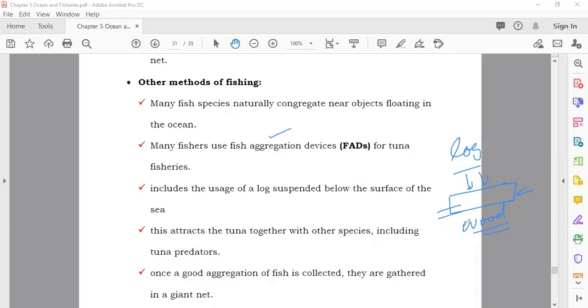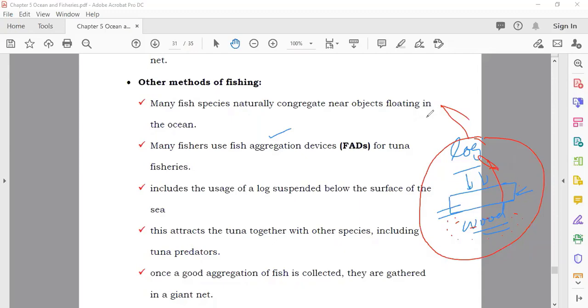After that, they attract the tuna fish along with other species, including the tuna predators. And once there is a good aggregation, when you find that a lot of fish came near, then you take it out using a net, all together with the log and everything. So this is another way you can catch the fish.